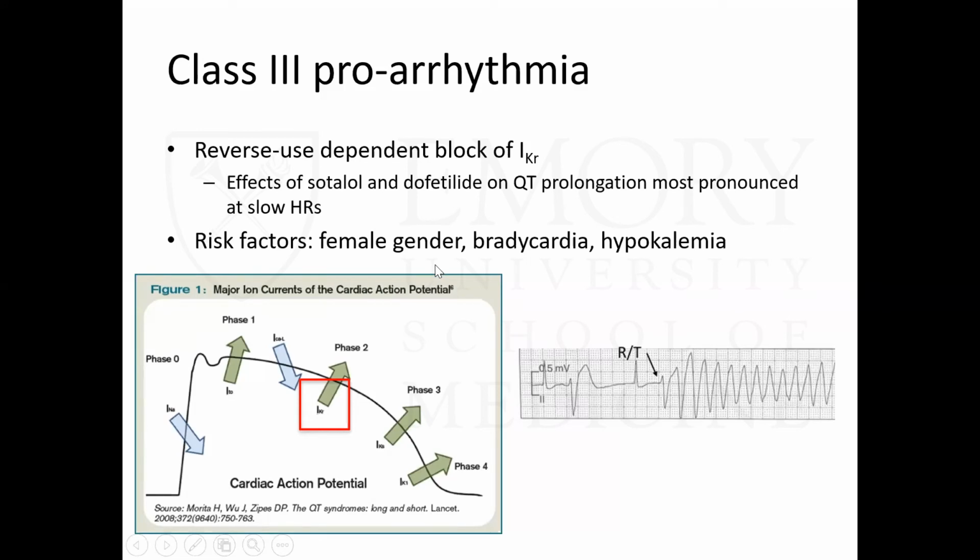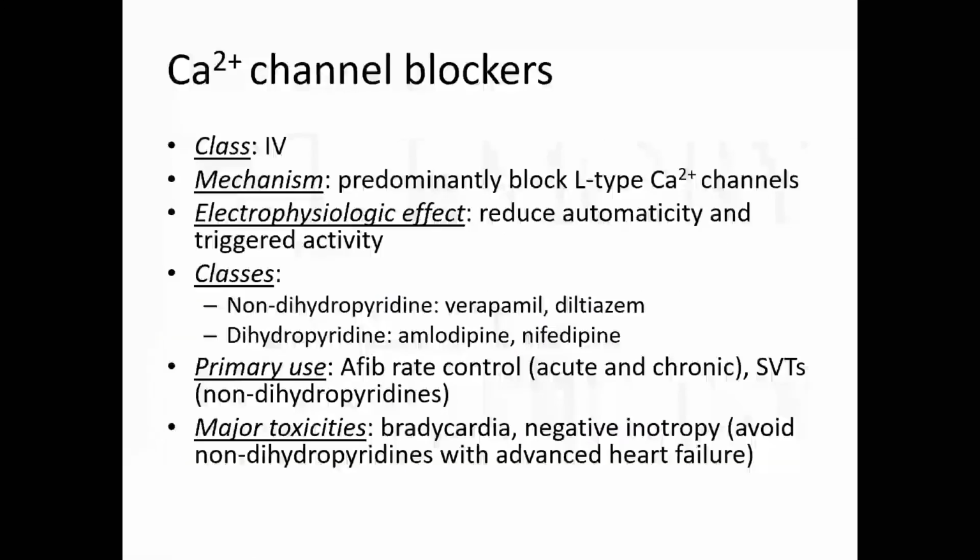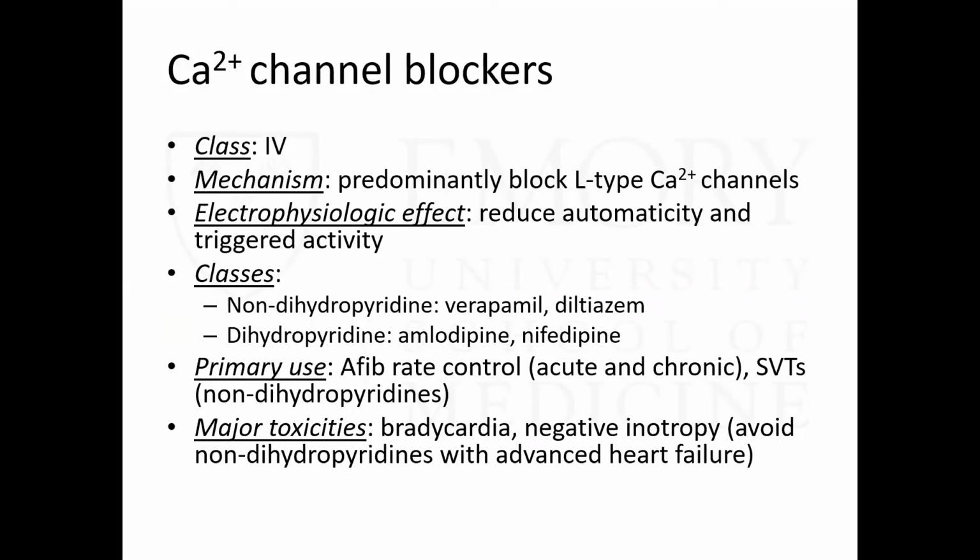Females, because they have a baseline longer QT, tend to be more at risk for torsade from class 3 antiarrhythmics. Bradycardia, for the reasons that we talked about, is a risk, and low K and low Mag can also prolong your QT interval. And so those are all risks of torsade in the setting of class 3 antiarrhythmics. So class 3 antiarrhythmics: reverse use dependence, mostly at low heart rate. Class 1C antiarrhythmics: use dependence, mostly at high heart rate.